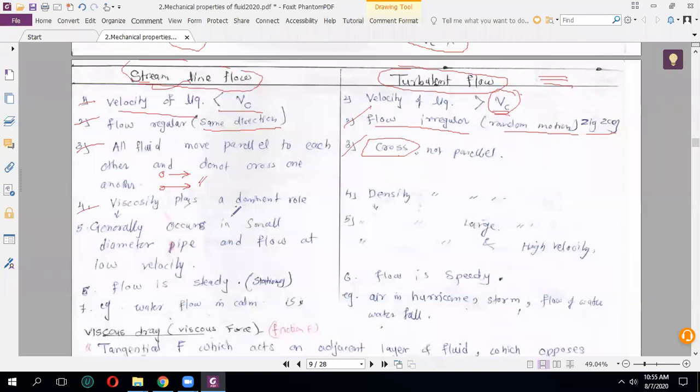Fourth point says viscosity plays a dominant role in streamline flow. Here, viscosity is very less. In turbulent flow, density plays an important role. Here viscosity is high, and if density increases, turbulent flow starts. Generally it occurs in small diameter pipes. Obviously, streamline flow can occur in a big pipe and also in a small pipe. But in a small pipe the flow of streamline is low.